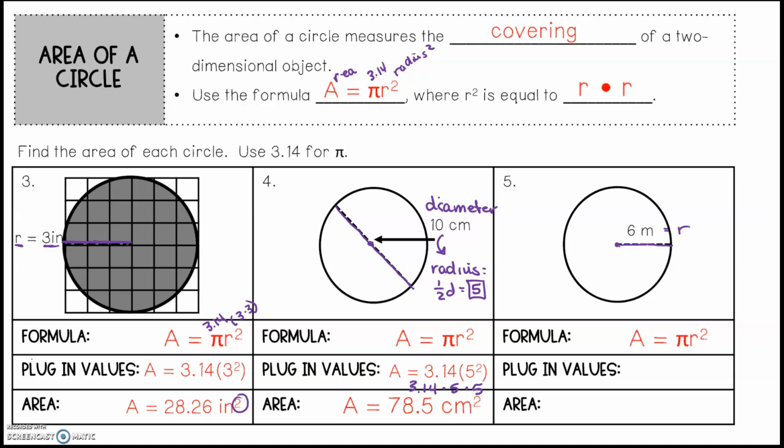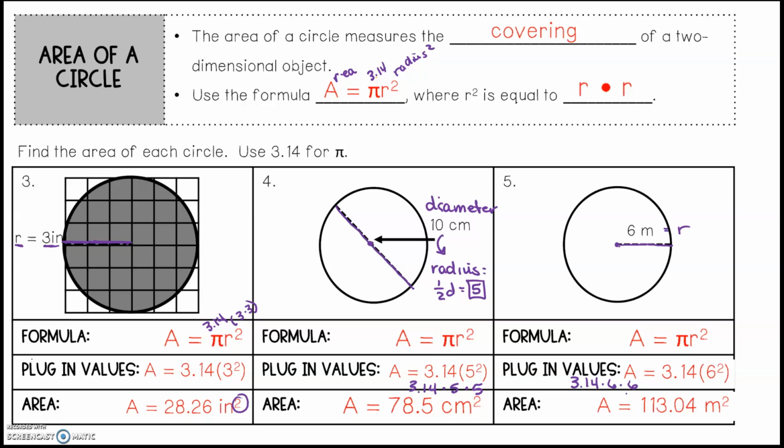Plug in our values. Take the pi out, put 3.14 in its place. Take the r out, put the 6 in its place. So we're going to get that, and we can expand that a little bit more: 3.14 times 6 times 6. Put that in your calculator, and we should get about 113.04 meters squared.